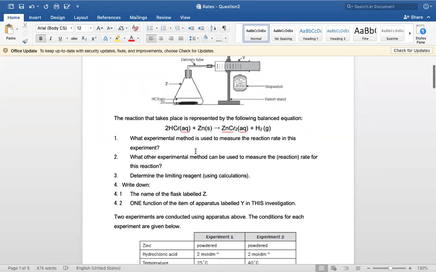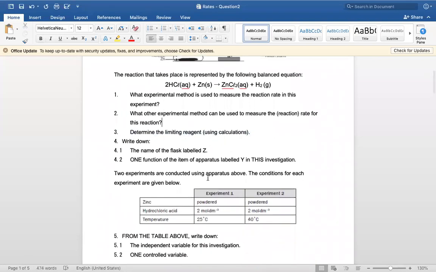They can ask you to calculate the rate of a reaction. They will say reaction rate over time, like how we did yesterday. Then they can ask you questions on stoichiometry, very important, determining the limiting reagent. They ask you the name of the apparatus, not so common. And they can give you a graph to add to this.